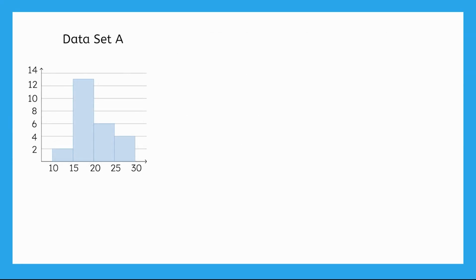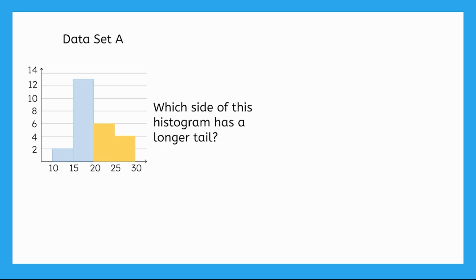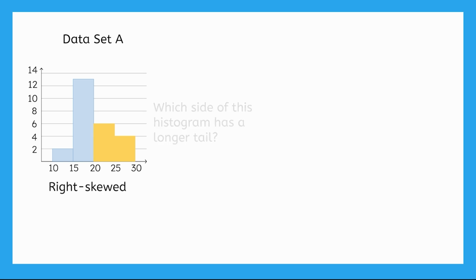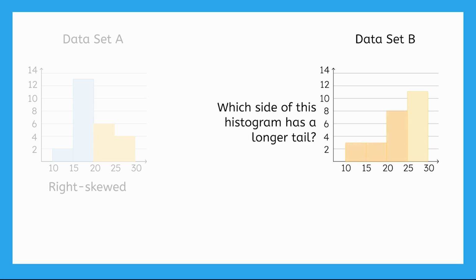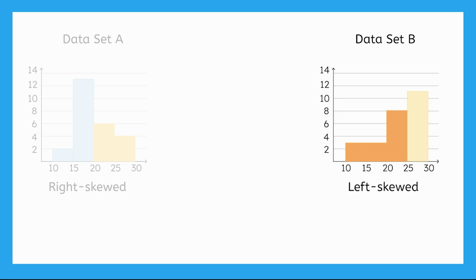Consider histogram A in your guided notes. Which side of this histogram has a longer tail? The tail on the right side is longer, so we would classify this histogram as right skewed. Alternatively, look at histogram B. Which side of this histogram has a longer tail? This tail is longer on the left, so naturally we call this histogram left-skewed.